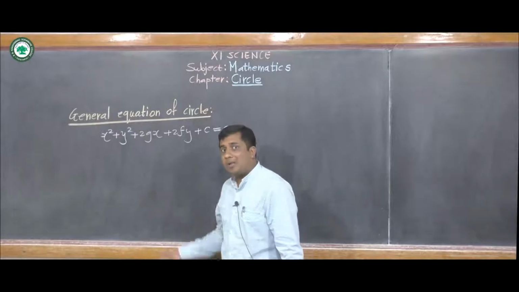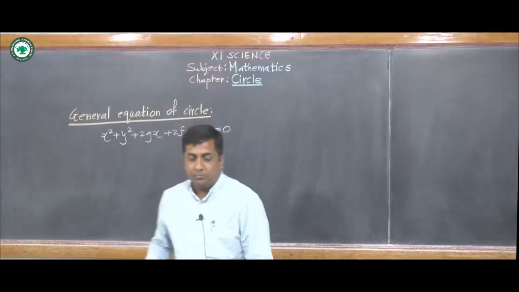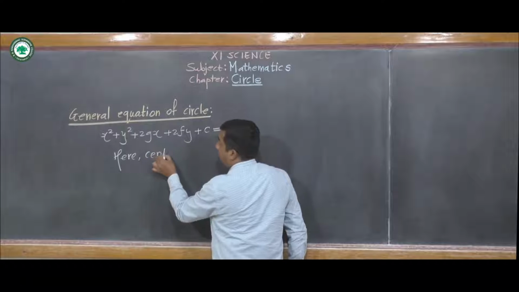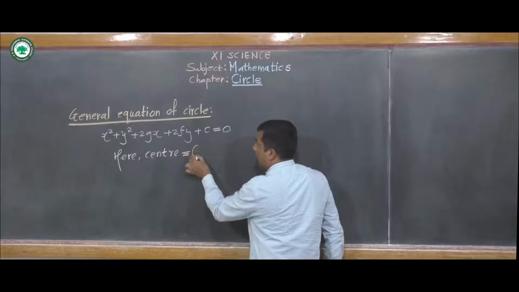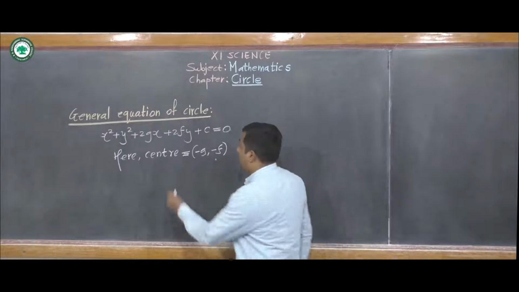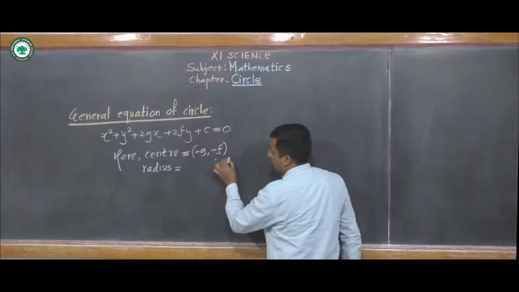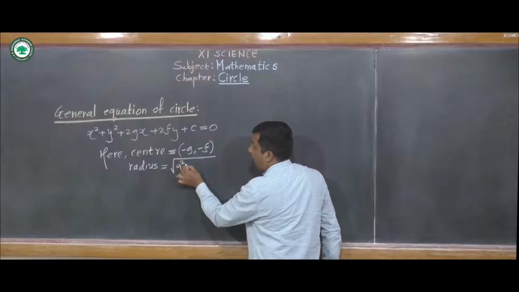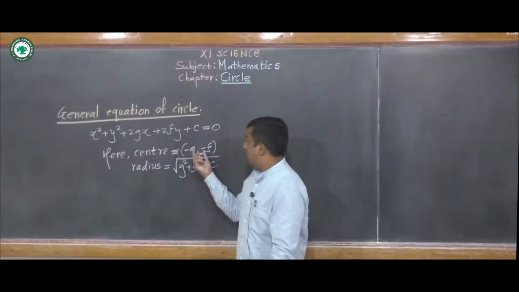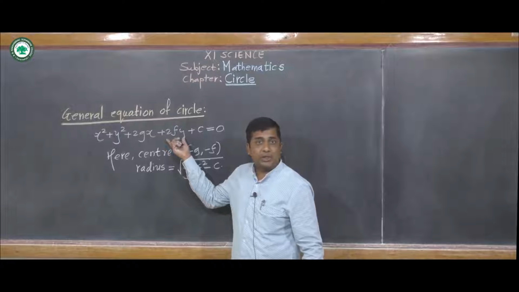For this equation we define the center and the radius. Remember, the center is always of the form minus g, minus f, and for the radius we consider the square root of g square plus f square minus c. Here g, f and c are from our general equation.